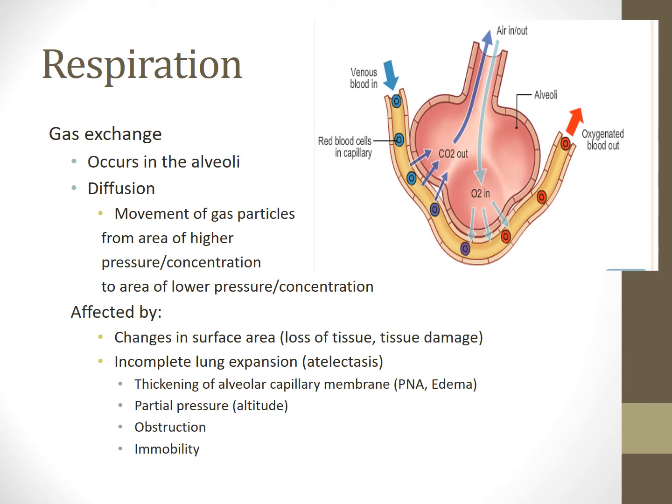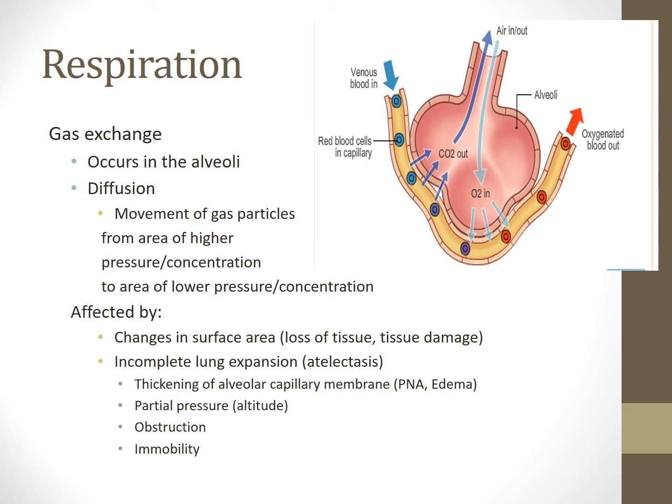So the greater pressure of oxygen in the alveoli causes it to move to the capillaries containing the unoxygenated venous blood. And then carbon dioxide in the venous blood exerts greater pressure than the carbon dioxide in the alveoli, and therefore carbon dioxide diffuses across the capillary into the alveoli, and then that is exhaled.